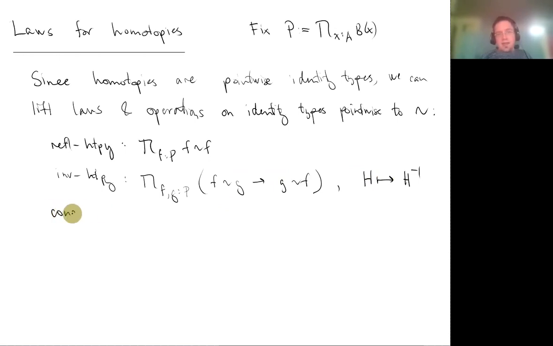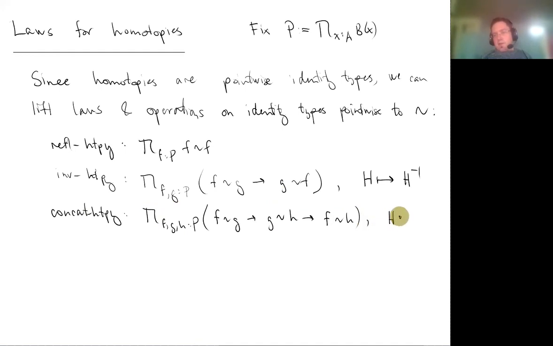We can also concatenate homotopies. So if we have three elements of the pi type, f, g, and h, then f is homotopic to g, and g is homotopic to h. Then you get a homotopy from f to h by pointwise concatenating identifications, and we're going to write that as sort of a fat dot. So that's in the diagrammatic order.